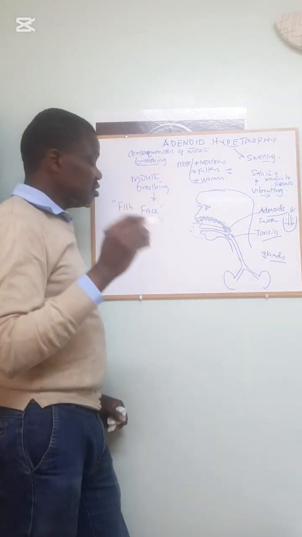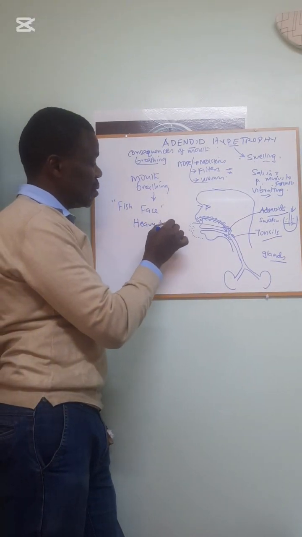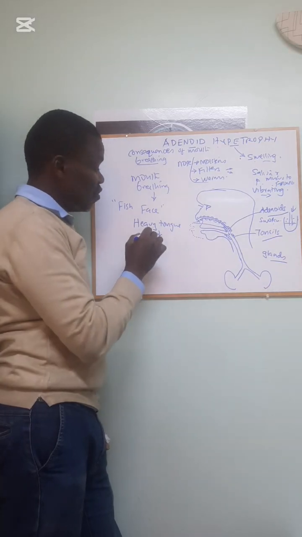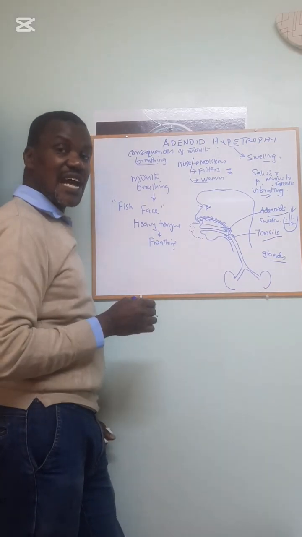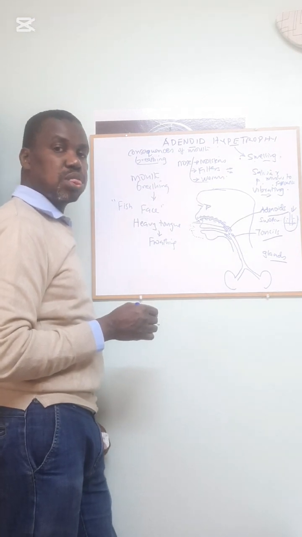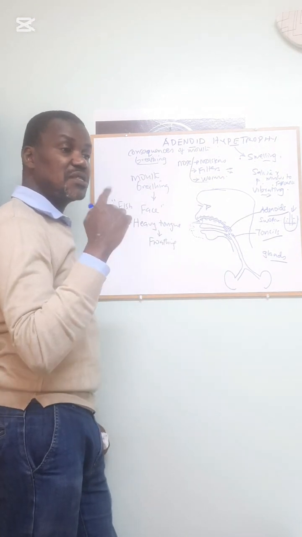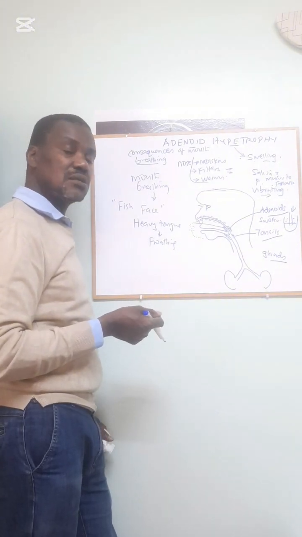And another consequence is that they develop a heavy tongue. This is because of frothing. Frothing and the tongue vibrating while they're breathing through the mouth. So the tongue just becomes heavy, and the child starts talking with a heavy tongue.